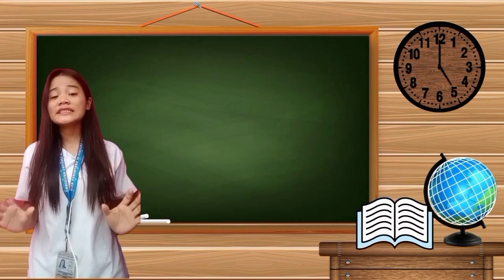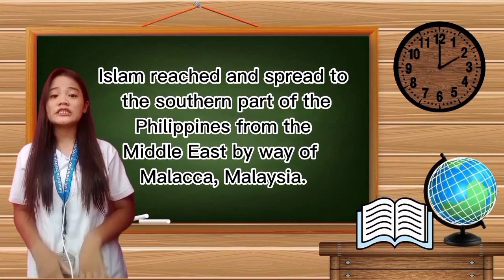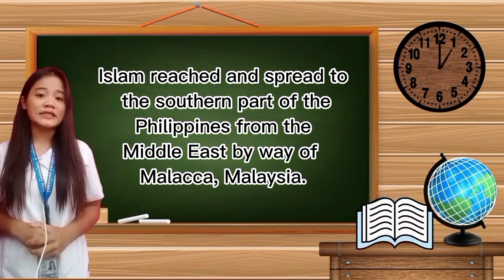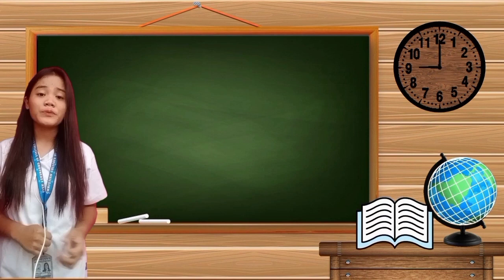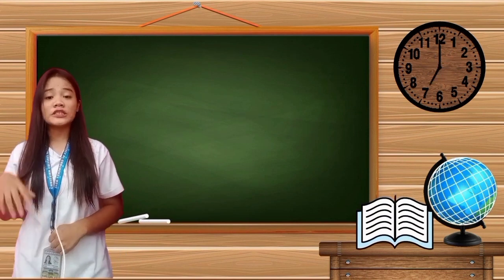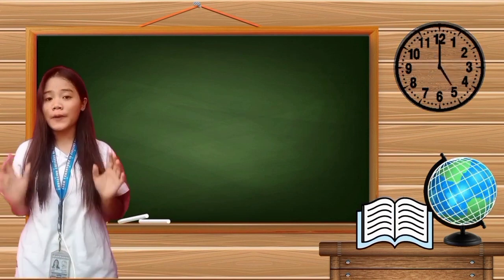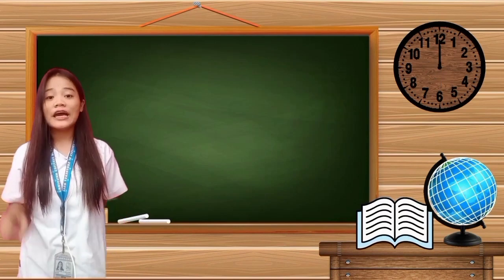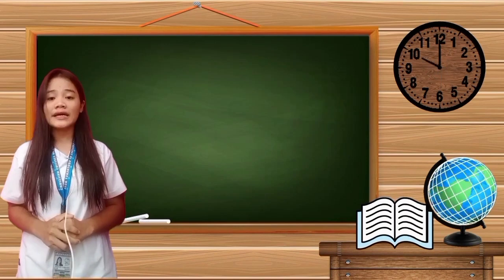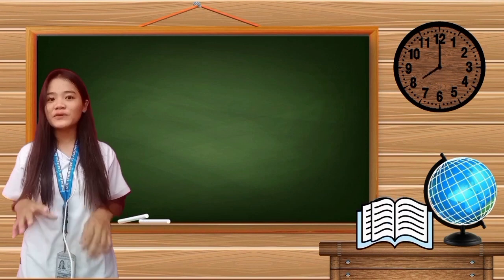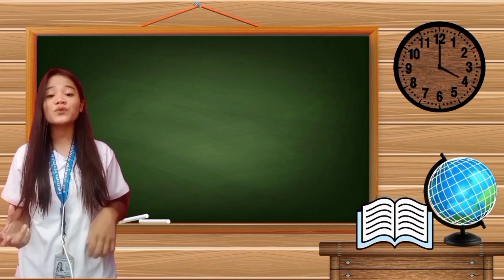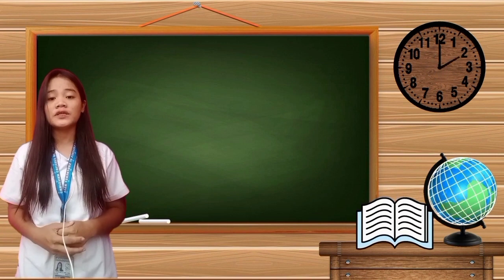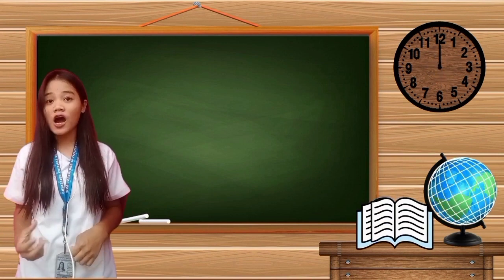So in the 13th century, Islam reached and spread to the southern part of the Philippines from the Middle East by way of Malacca, Malaysia. It is claimed that had the Spaniards not come, the whole archipelago would have been Islamized. In fact, when Spanish conquistadors came to Manila, they were surprised to find Muslim traders from the south as well as several thriving Muslim communities in a select part of the city.